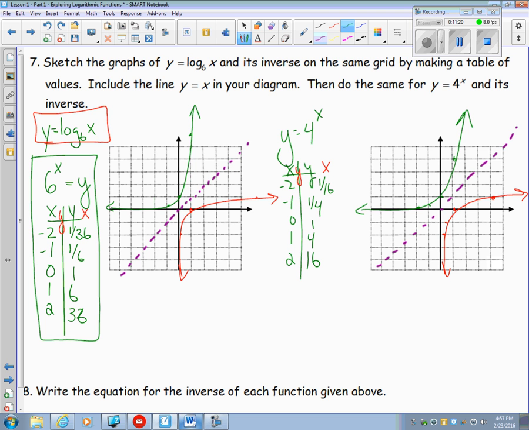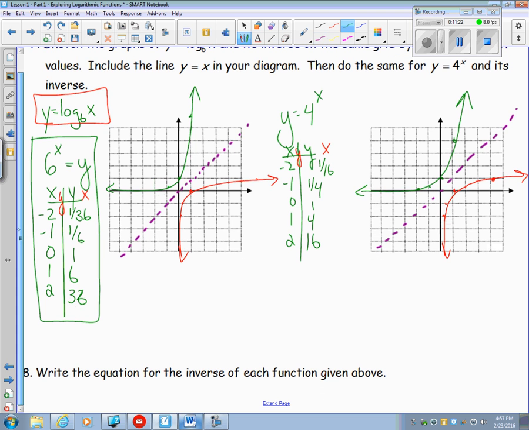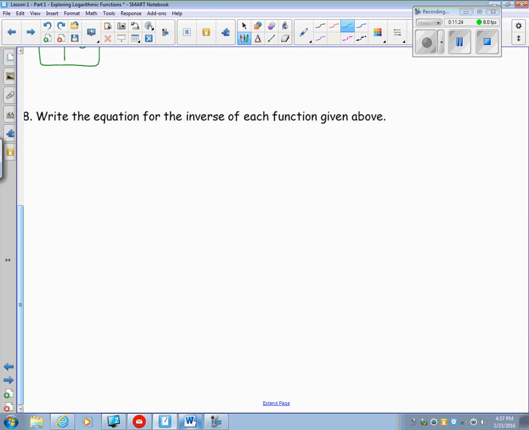Okay, part 8, write the equation of the inverse. Now, I kind of already did that a little bit, but just to practice it. Okay, the question was y equals log base 6 of x. The inverse of that, my base is 6. 6 to the x equals y. And basically, if you think about it, this stuff all goes right there, right?